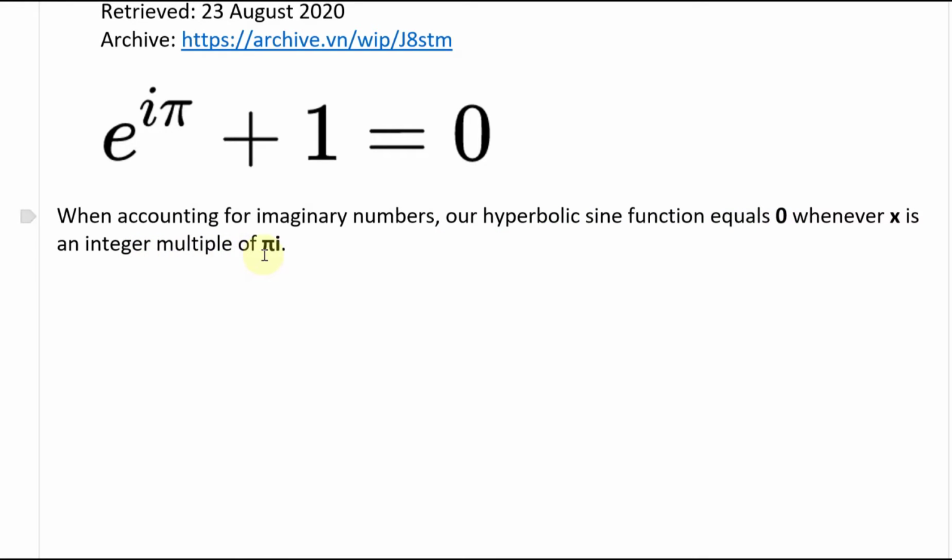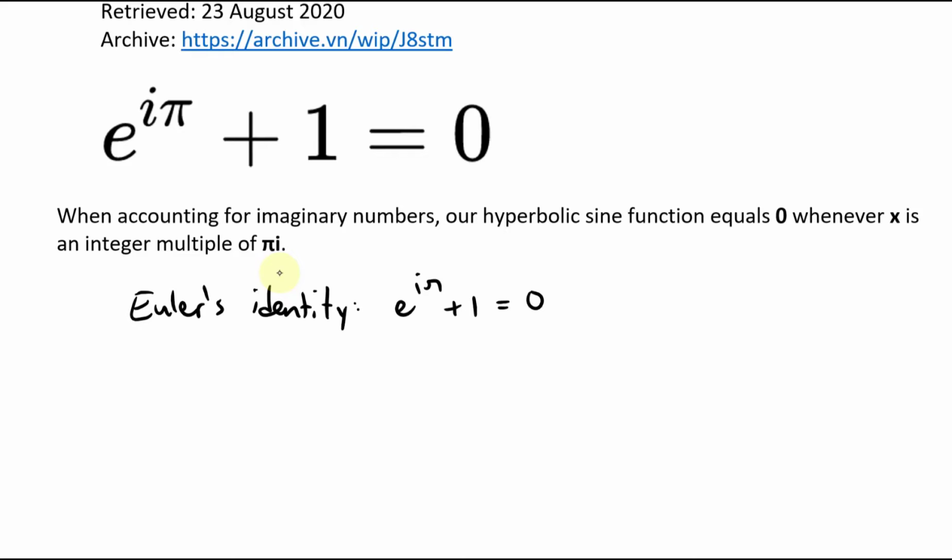integer multiple of πi. And we can see this by writing out Euler's identity. We could write it as either: e to the iπ plus 1 equals 0, or just move this over to the other side, so e to the iπ equals negative 1. So when we have that, and then by definition, let's look at our sinh function again.